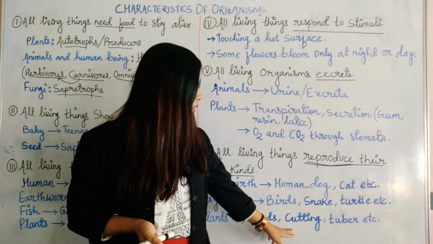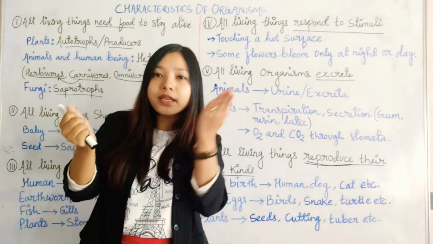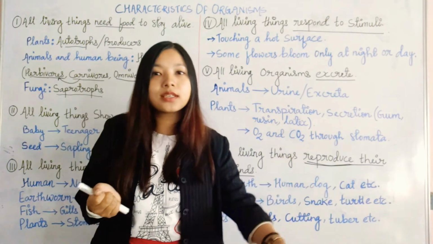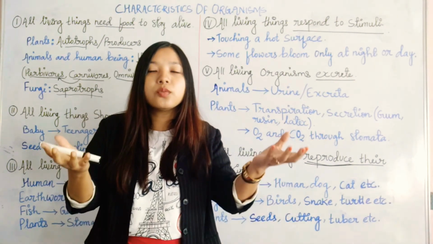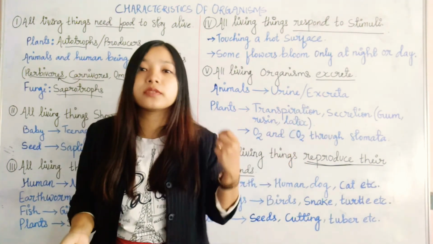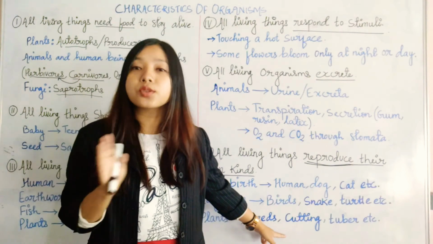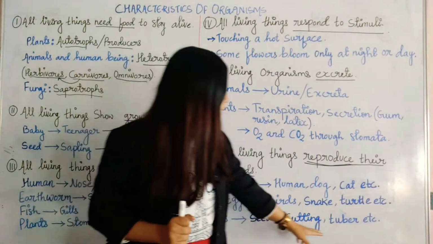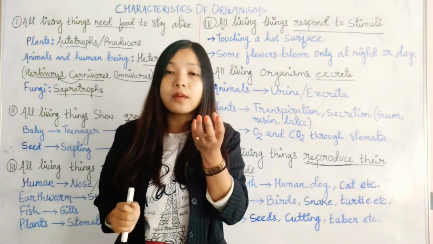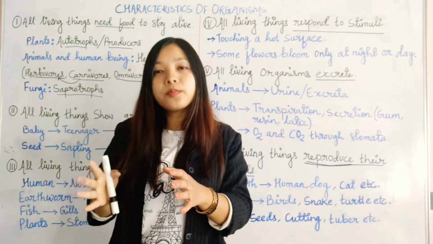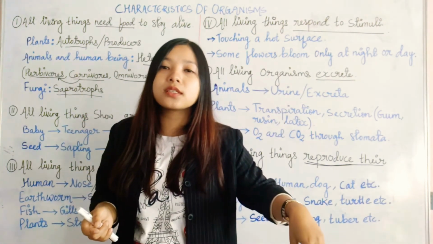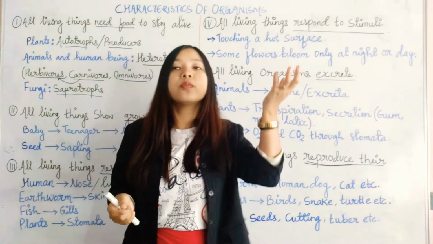Some plants can be reproduced by cutting a branch or their stem and putting it under the soil, so that we will have two plants. From that cutting, a new plant will grow, as we can see in the case of the rose plant. Another example is tuber, where a tuber is used. For example, in the case of potato, the potato itself you take and sow it in the soil, and from that new plants grow.